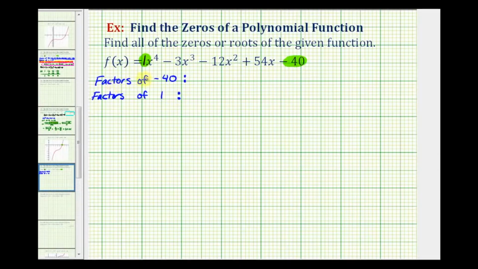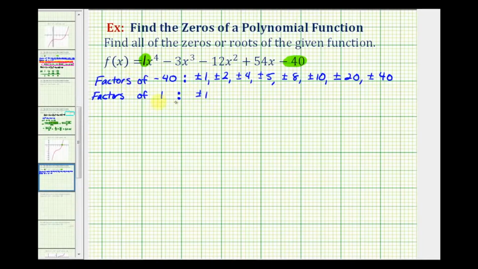The factors are going to be the integers that divide evenly into, in this case, negative 40 and positive 1. So the factors of negative 40 would be plus or minus 1, plus or minus 2, plus or minus 4, plus or minus 5, plus or minus 8, plus or minus 10, plus or minus 20, and plus or minus 40. These are all the numbers that would divide evenly into negative 40. And of course the factors of positive 1 are just plus or minus 1.